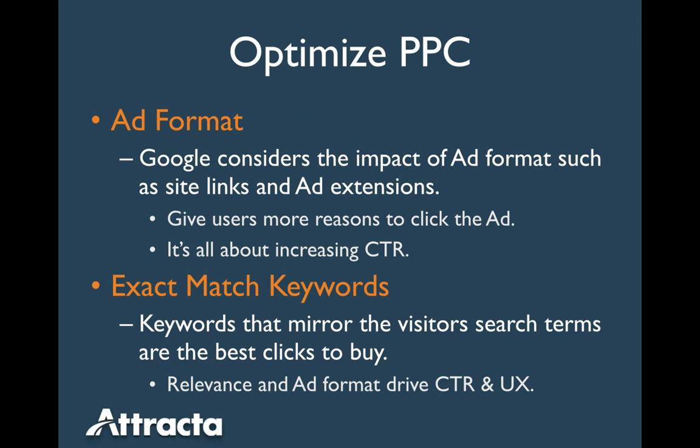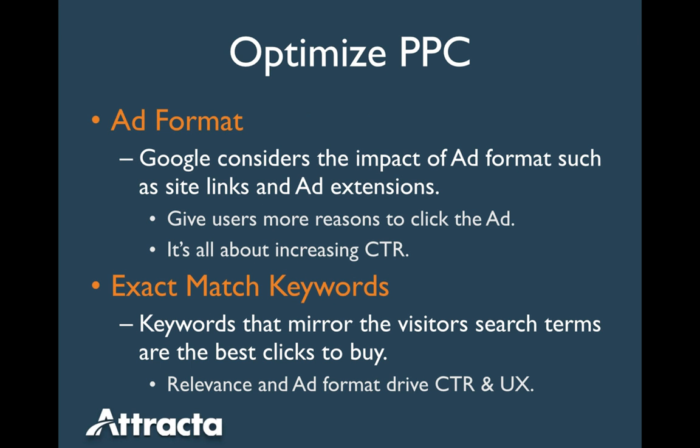So we talked about ad format, and Google certainly considers the impact of the format, such as site links and extensions. Ultimately, you want to give users more reasons to click your ad than your competition. And ultimately, it's about increasing the click-through rate, because if you can do that, you get rewarded by Google in terms of the quality score, which then allows you to buy clicks going forward at a lower price point than people that don't use these techniques.